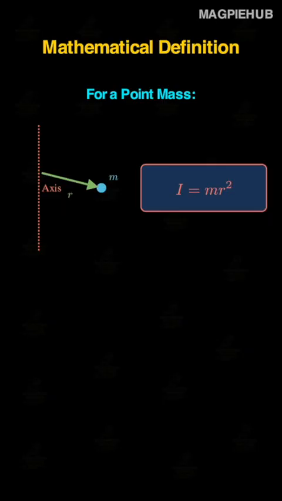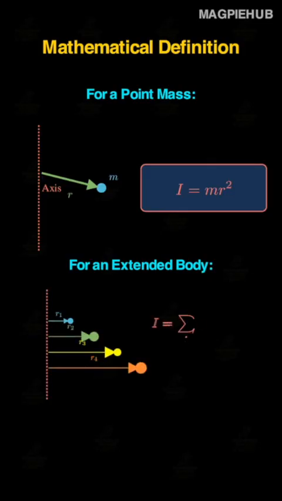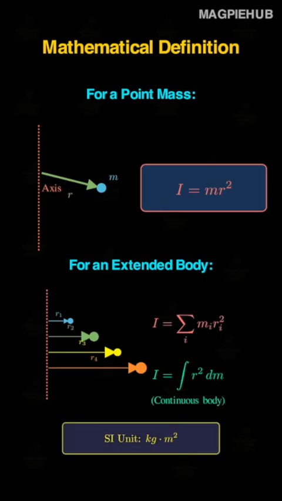For a point mass m at distance r from the axis, the moment of inertia is simply I equals mr squared. It's that simple. Mass times the square of the distance. But for extended bodies made of many particles, we need to add up contributions from each particle. I equals the sum of m_i times r_i squared. And for continuous bodies, this sum becomes an integral. I equals the integral of r squared dm.